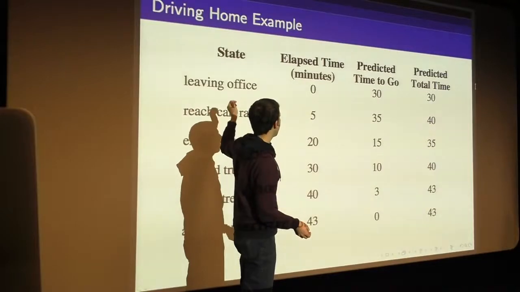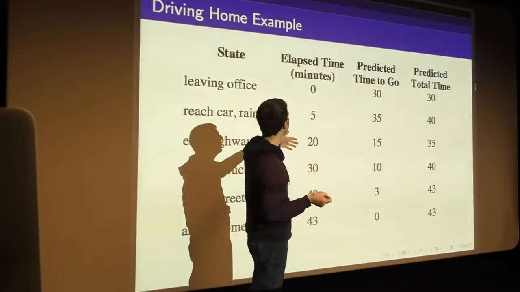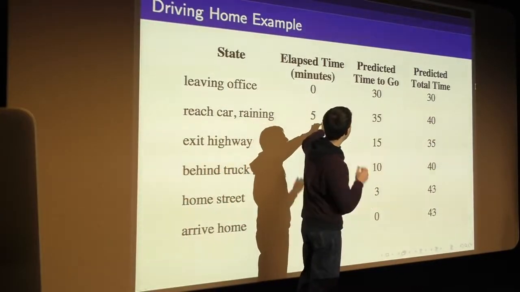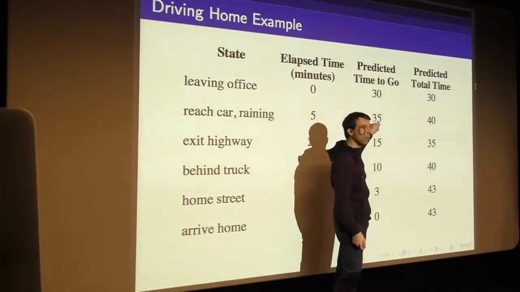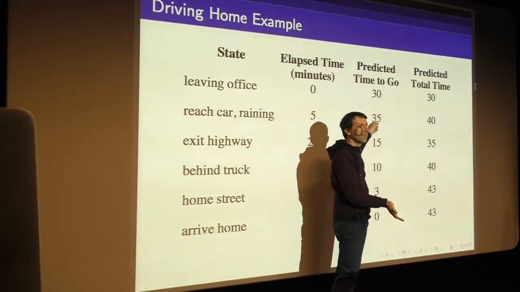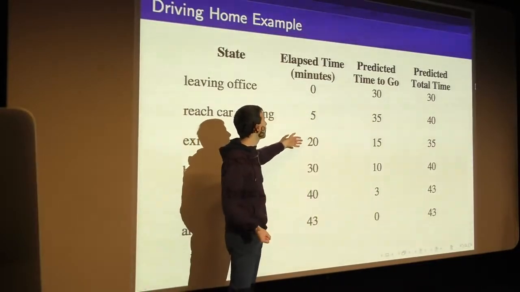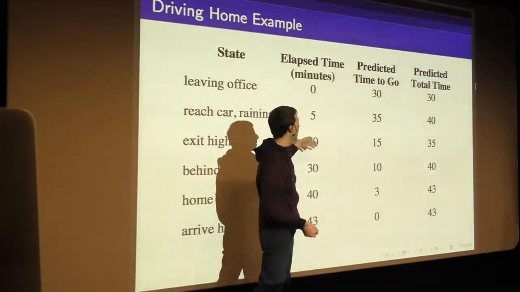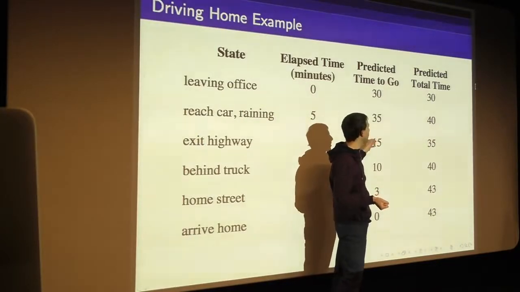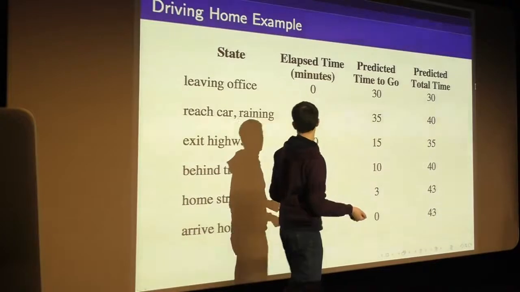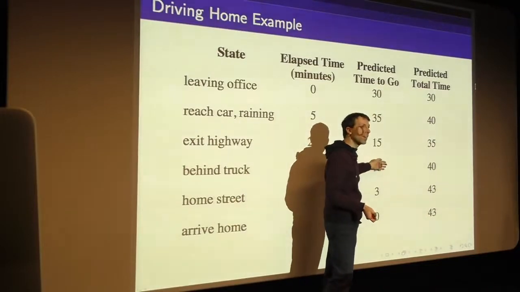But then I leave the office and reach the car and see that it's raining, and I think, oh, I'll have to drive a bit slower, there'll probably be more traffic. That took me 5 minutes, and since it's raining, it's going to take me slightly longer. So I think it's going to take 35 minutes to get to the office now, giving a total of 40. Next step, I get off the highway, and that's taken me 20 minutes. Now I think, okay, that went a bit smoother than I expected, so there's only 15 minutes to go, giving a total of 35. Then I get stuck behind a truck and think, oh, actually it's going to take me a bit longer than I thought, so I increase this.